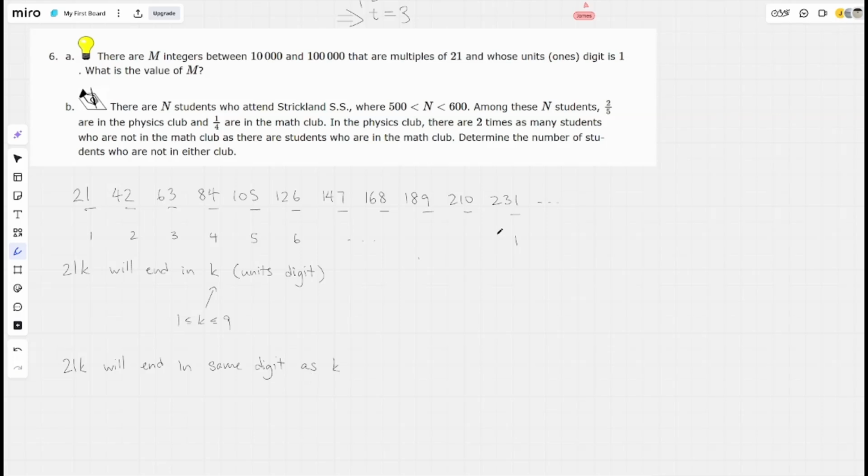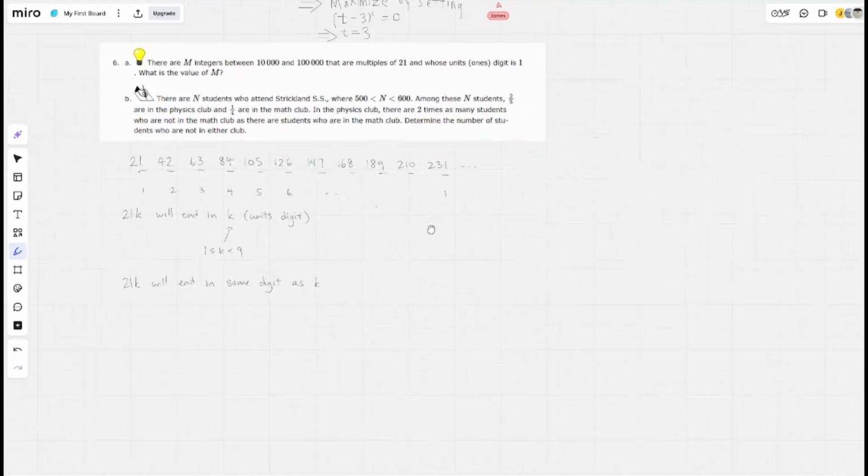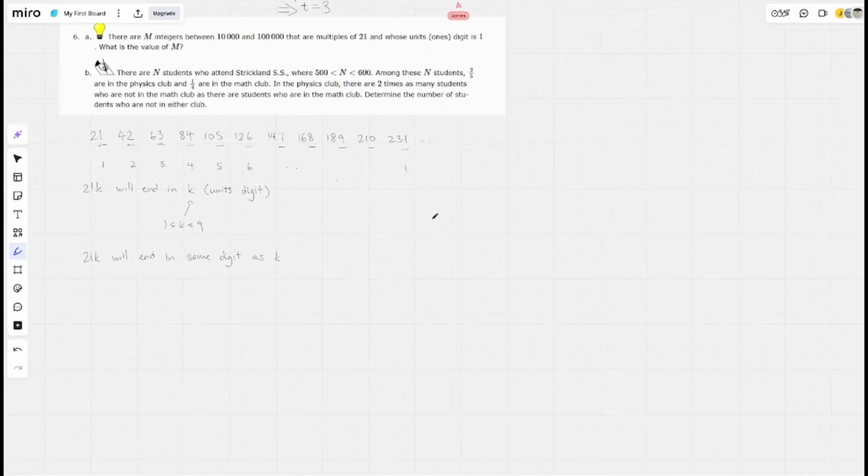If you know some modular arithmetic, you can show this a little bit quicker. Modulo 10, we have that 21k is congruent to (20 + 1) times k, which is just congruent to k modulo 10, which gives the same result as above. So now we know what we want to count. We want to count multiples of 21 that end in 1, so 21k for k ending in 1 between 10,000 and 100,000.